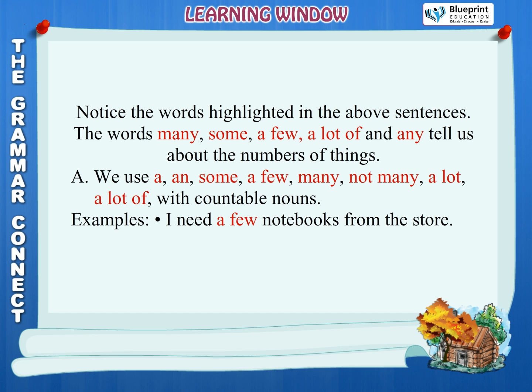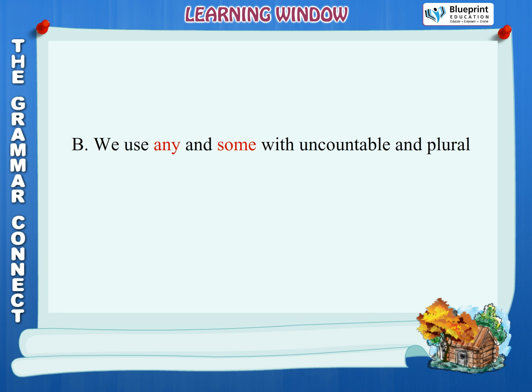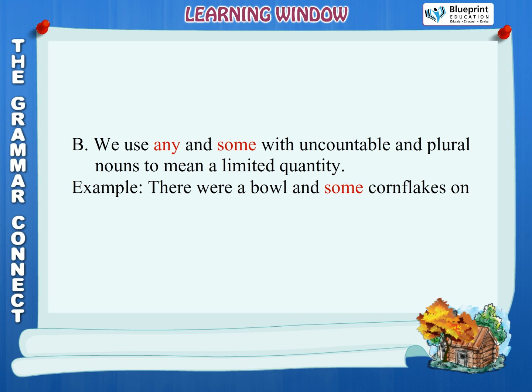Examples: I need a few notebooks from the store. We have many boxes. B. We use any and some with uncountable and plural nouns to mean a limited quantity. Example: there were a bowl and some cornflakes on the table, but there wasn't any milk.